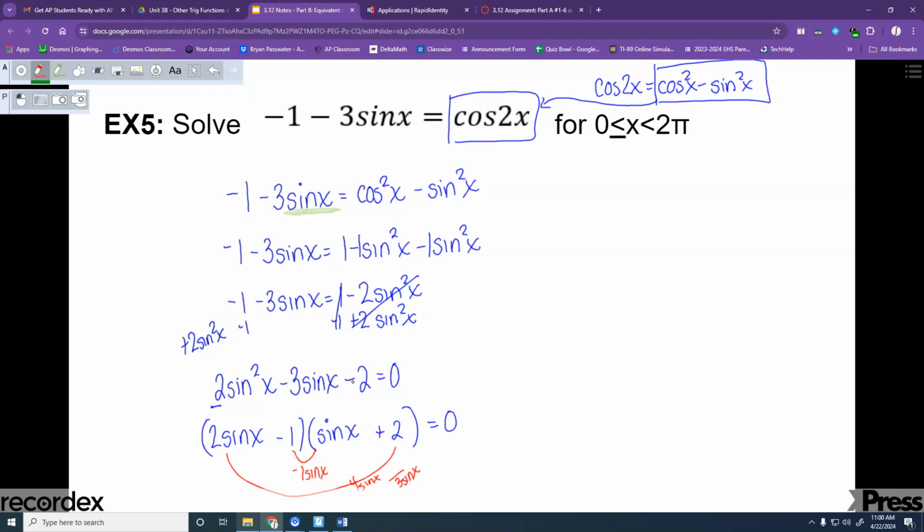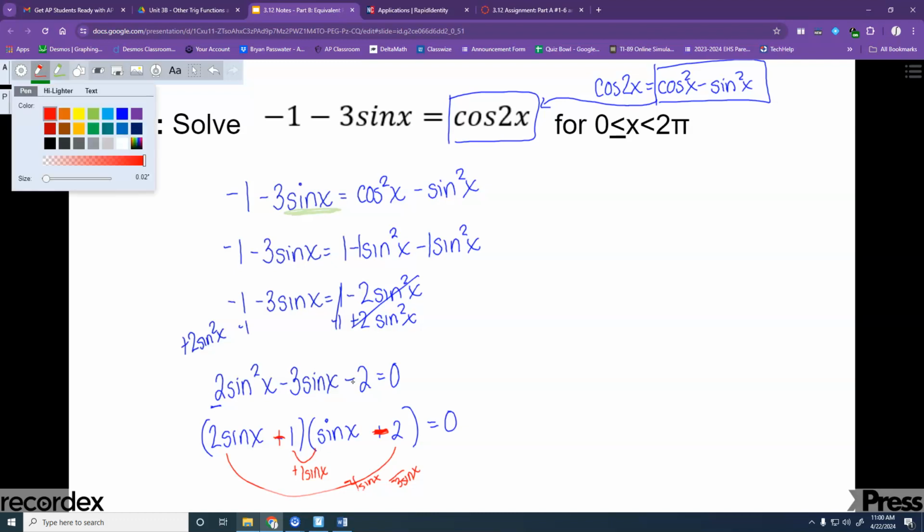We just need to change our signs, right? So let's make this one a positive and this one a negative here. And that will give me a positive 1, a negative 4, which gives me a negative 3 in the middle. So now we have it factored correctly. We should have 2 sine x plus 1, sine x minus 2. Okay, there. All right, and then we're almost there.